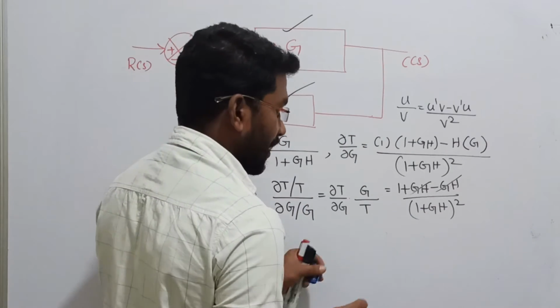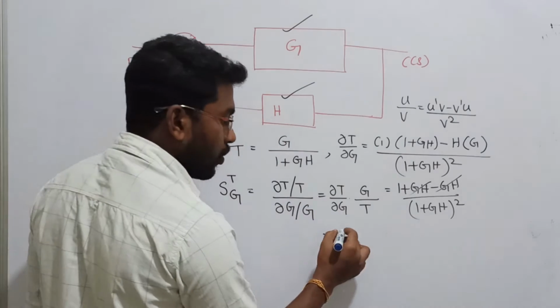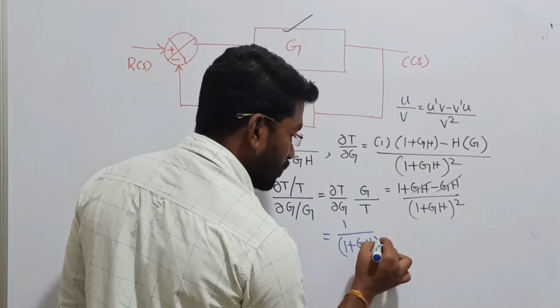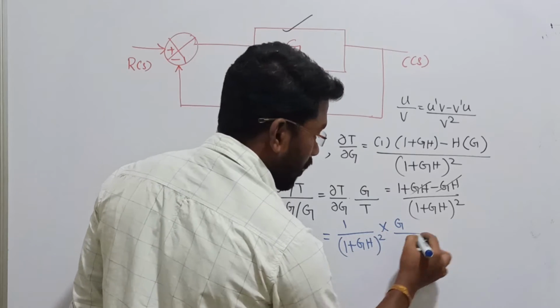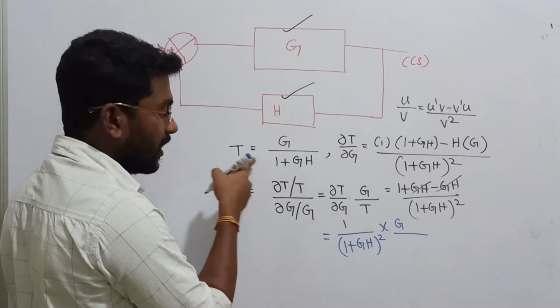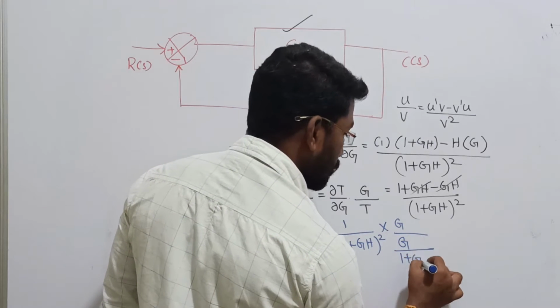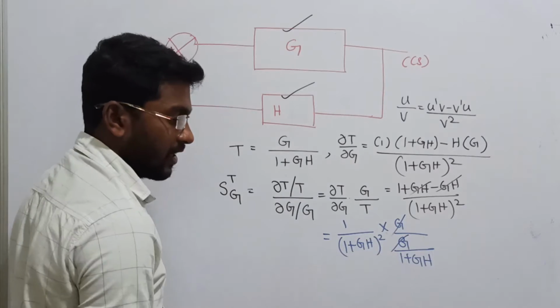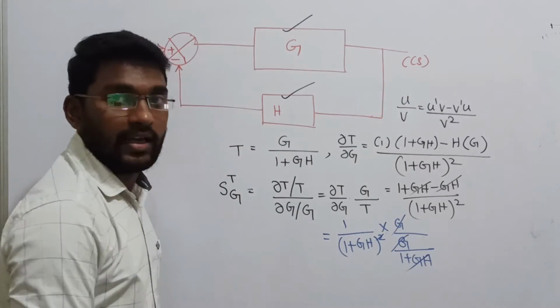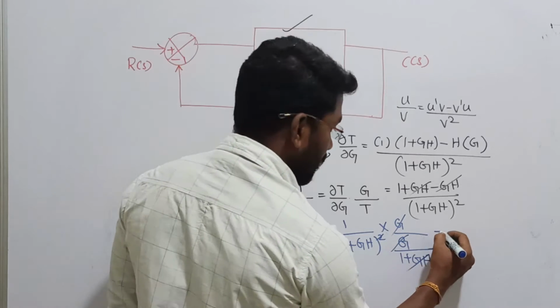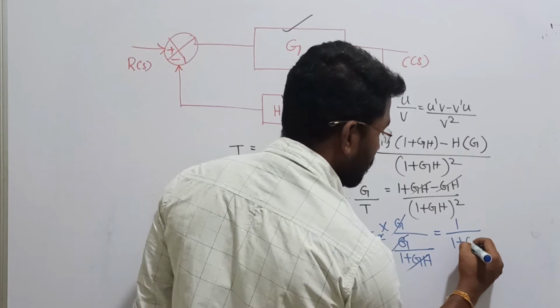Just take the values and substitute here. ∂T/∂G can be replaced by 1 upon (1 plus GH) whole square, and T can be replaced by G upon 1 plus GH. So what we have understood here: G gets cancelled, and one (1 plus GH) factor gets cancelled out, leaving (1 plus GH) whole square divided by 1 plus GH. In the resultant I am getting 1 by 1 plus GH.